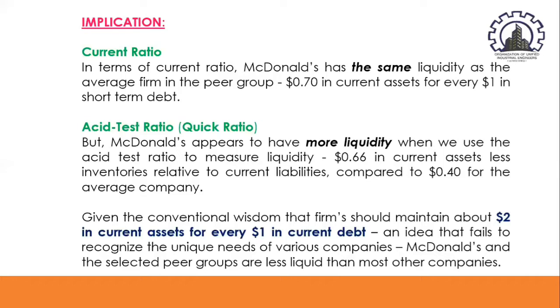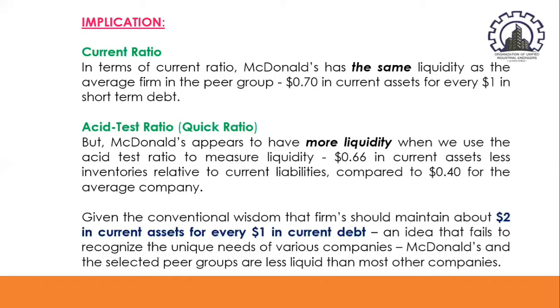Now, given the conventional wisdom that firms should maintain about $2 in current assets for every $1 in current debt, an idea that fails to recognize the unique needs of various companies, McDonald's and the selected peer groups are less liquid than most other companies.